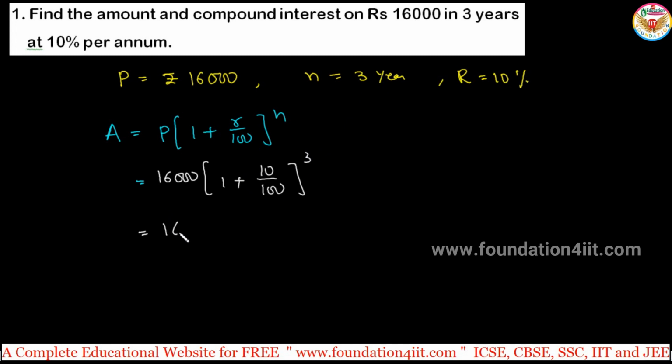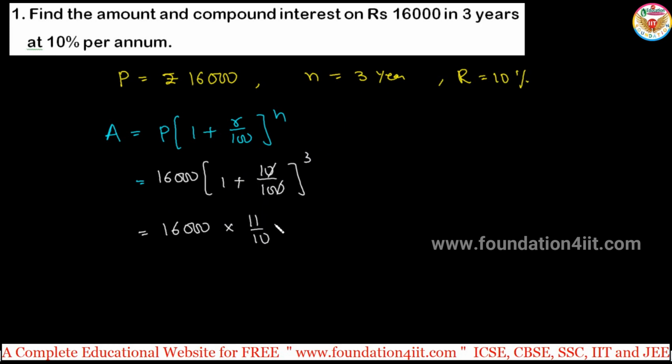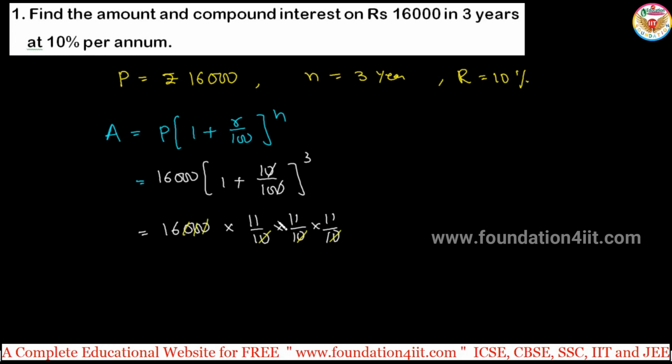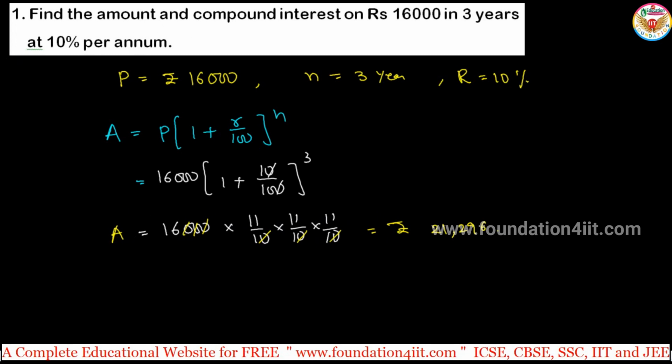We can simplify this. 16,000 times 1 plus 10 by 100. The zeros cancel: 1 plus 1 by 10, so 11 by 10, to the power 3. Cancel the zeros: 16 into 11 into 11 into 11. So you'll get the answer: rupees 121 into 11 into 16. If you multiply, 21,296. This is the amount value. Next, compound interest.